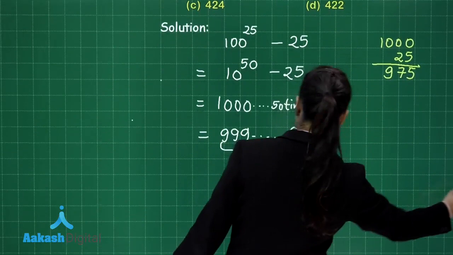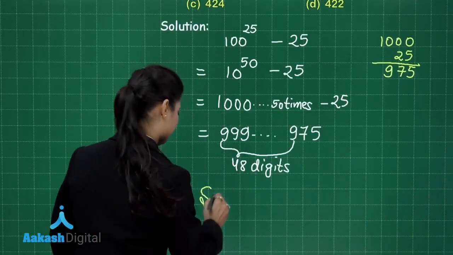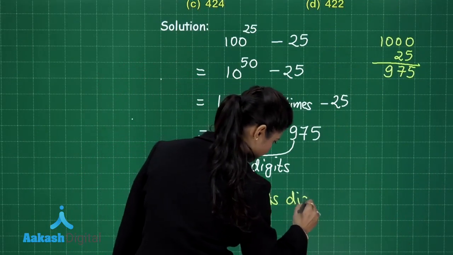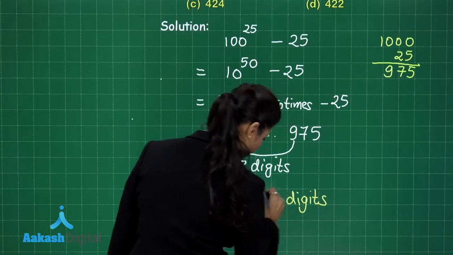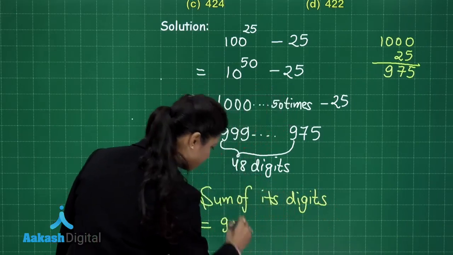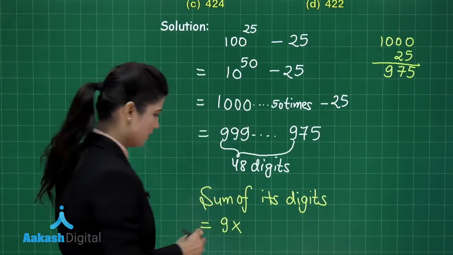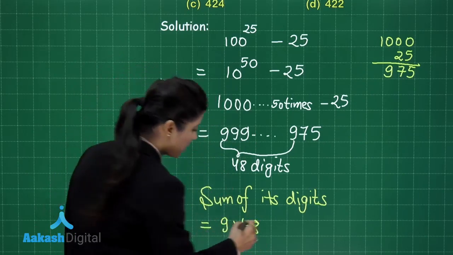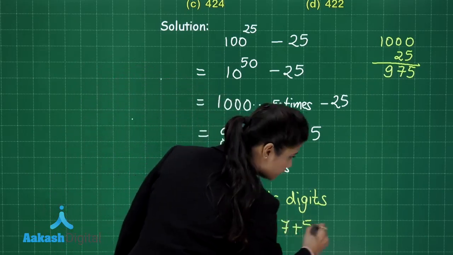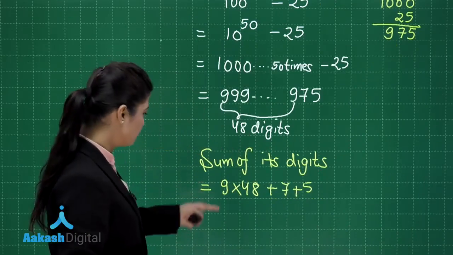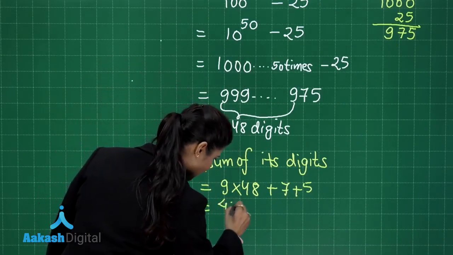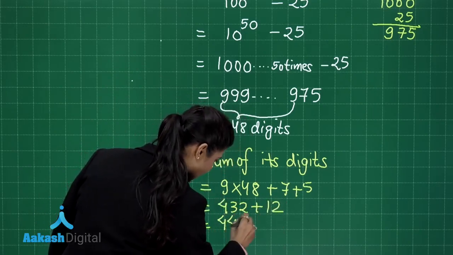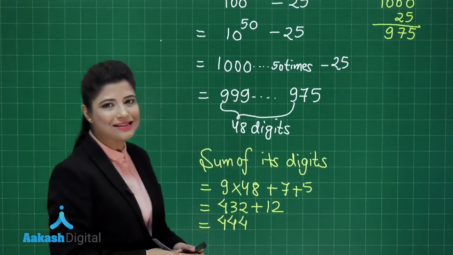So if we try to find the sum of digits, clearly the sum of its digits will be given by 9 into how many times? 9 appears 48 times. So 9 into 48, because 9 will be added 48 times, plus 7 plus 5. When you simplify this, 9 into 48 is equal to 432, plus we have 12, which simplifies to the value 444. So you can see how basic this question is.